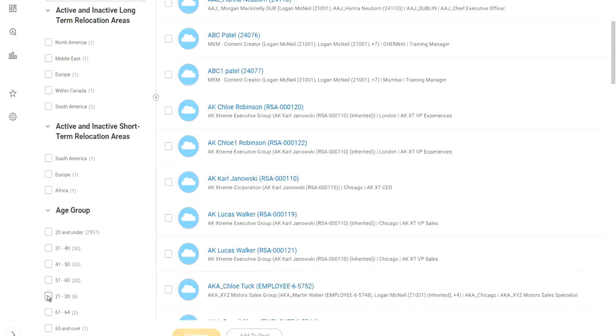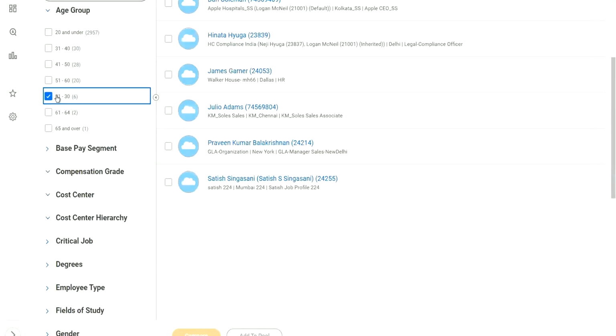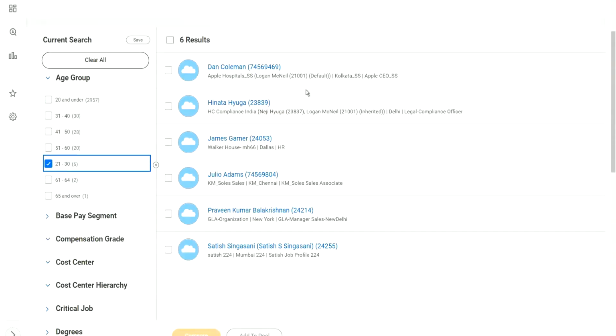Correct. So let's say I choose for the workers 21 to 30. I choose this age group. The moment I do that, automatically it brings it down to the 6 workers who match that particular criteria, right?